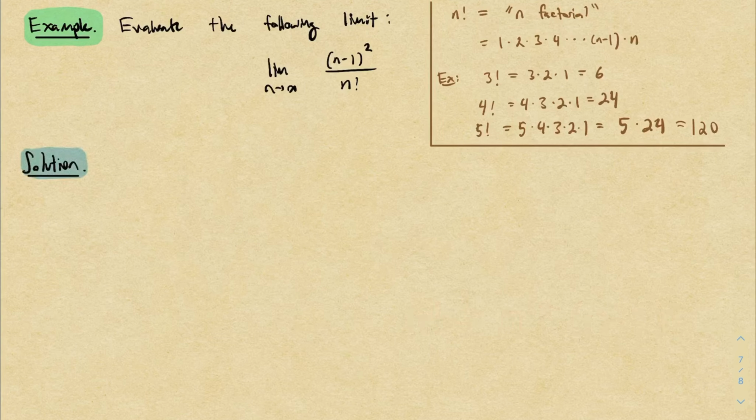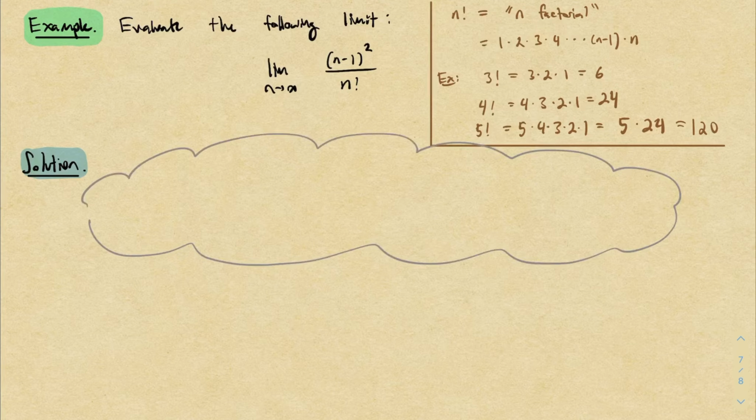Okay, so now that we know what factorials are, let's do the same kind of thing we did in the previous example. Before doing any fancy techniques, I just want to see if I can evaluate this directly. In other words, evaluate each piece by itself. Well, in the numerator we have n minus 1 quantity squared. As n goes to infinity, these numbers are going to get really, really big. It's a positive power of n, so the numerator goes to infinity.